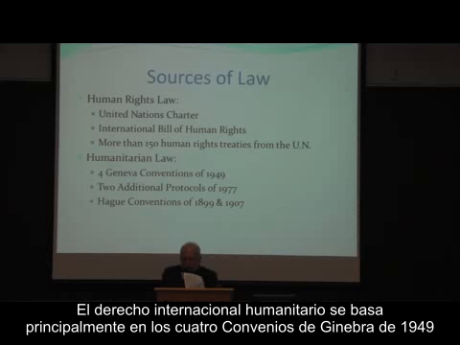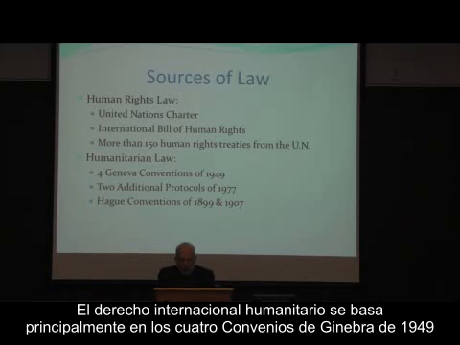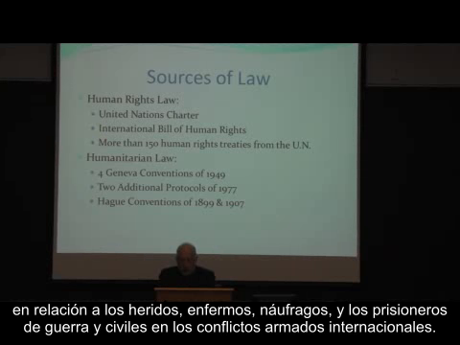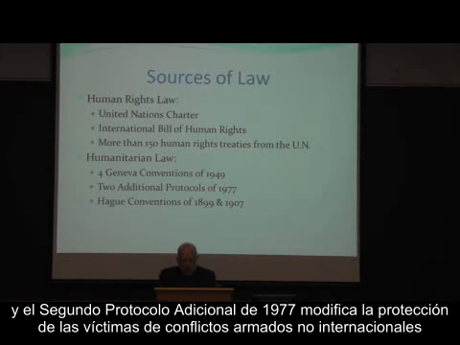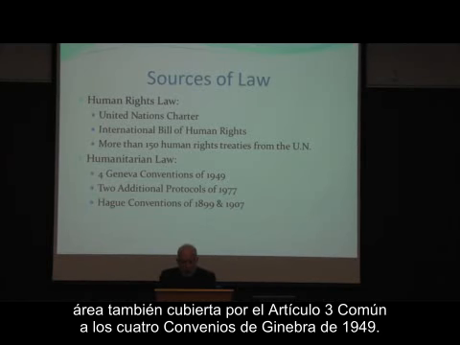International humanitarian law is principally based, as we know from our presentations yesterday, on the four Geneva Conventions of 1949 related to the wounded, sick, shipwrecked, prisoners of war, and civilians in international armed conflict. The first additional protocol of 1977 expands protections for victims of international armed conflicts, and the second additional protocol of 1977 modifies the protection of victims of non-international armed conflicts, which is also addressed by Common Article 3 of the four Geneva Conventions of 1949.